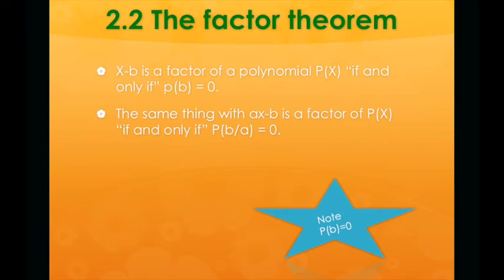Chapter 2.2, the factor theorem. x minus b is a factor of a polynomial p(x) if and only if p(b) is equal to 0. So a factor is only when the function equals 0. The same thing with ax minus b: it is a factor of p(x) if and only if p(b/a) is equal to 0, not p(b) must equal 0.